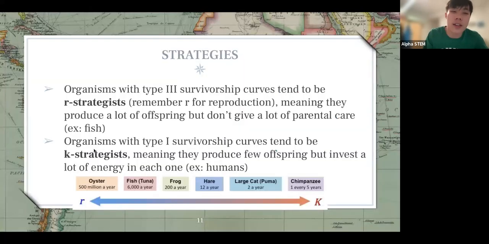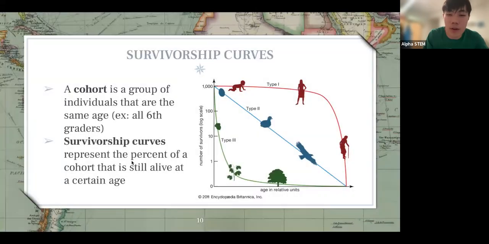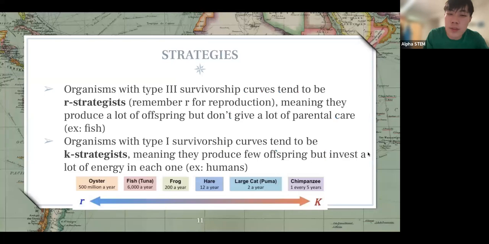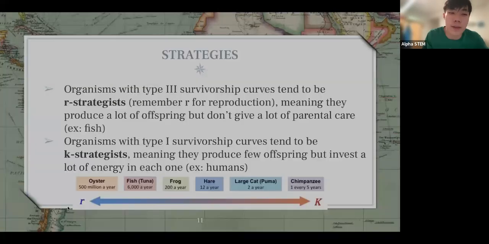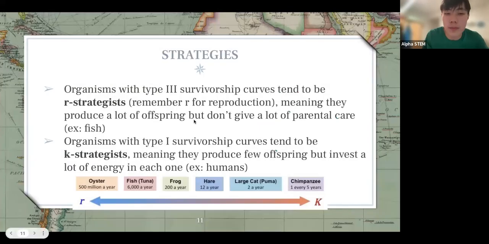On the other hand, K strategists generally correlate with type 1 survivorship curves. It means they produce a few offspring but invest a lot of energy in each one. An example is humans and many other large mammals. We only have a few children, but we put a lot of energy into feeding and protecting them before they can finally mature and be independent.